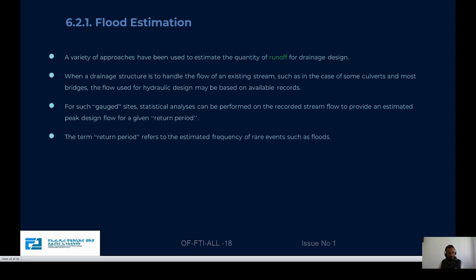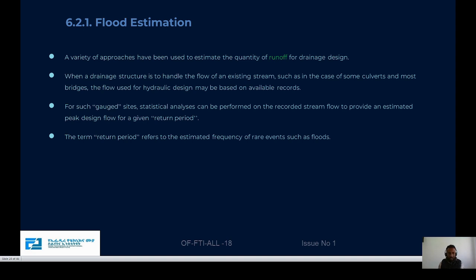And we have estimating the overall quantity for the design. The first is flooding. The flooding is estimating the quantity of runoff for drainage structures. When the drainage structure is to handle the flow of an existing system, for example a culvert or a bridge, we have design based on the available records.